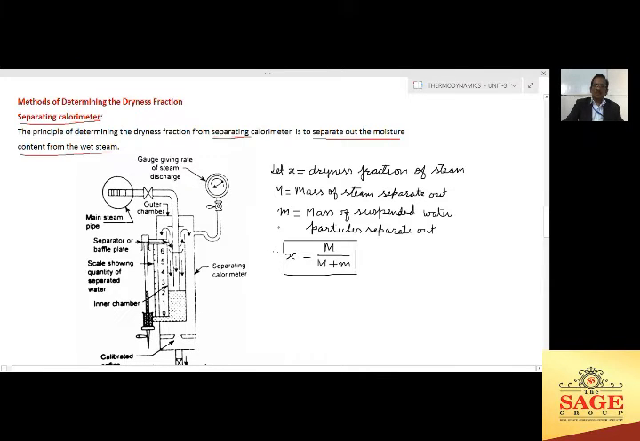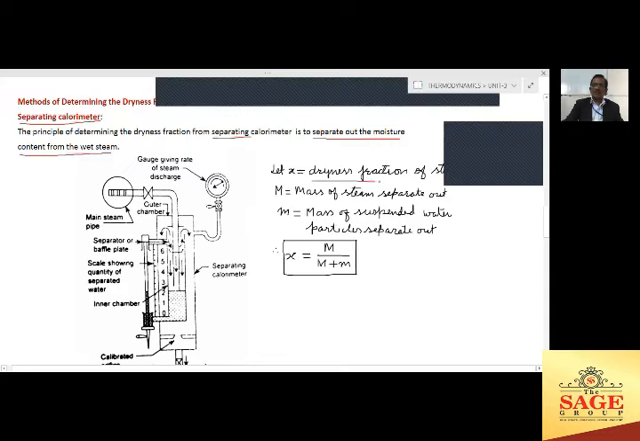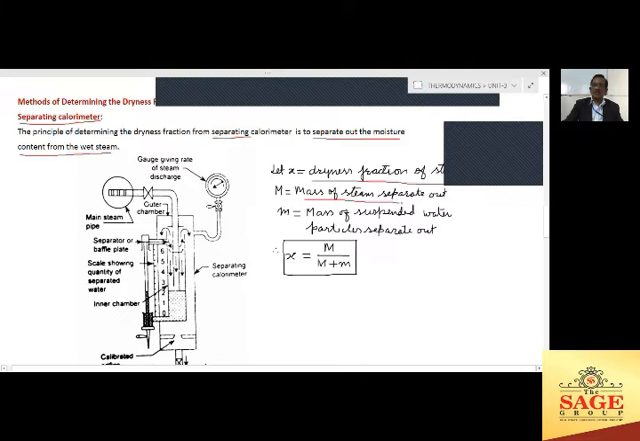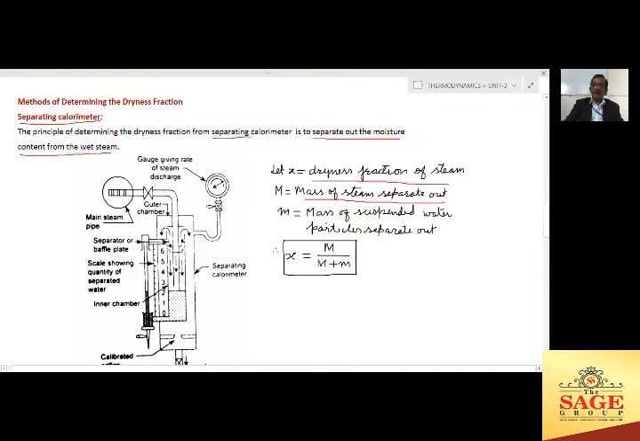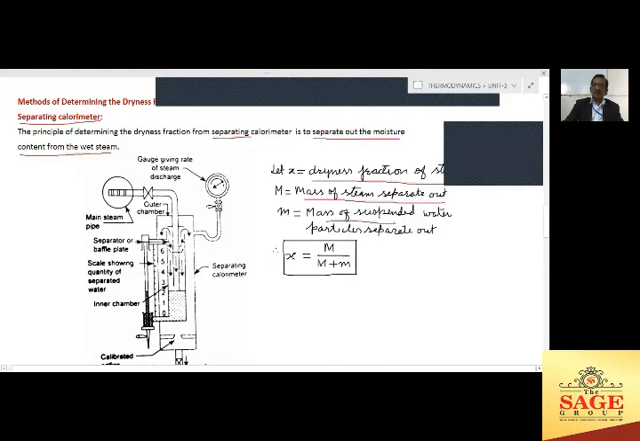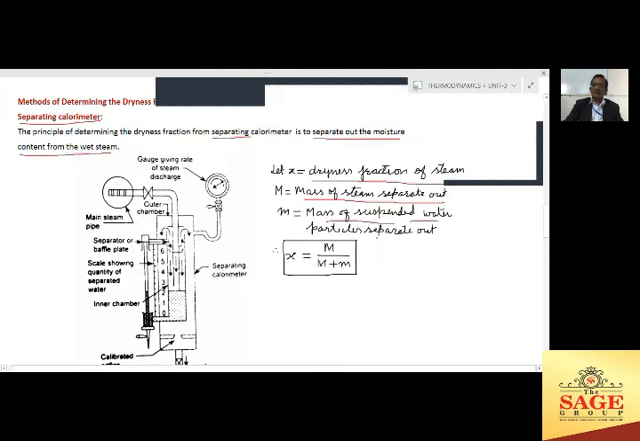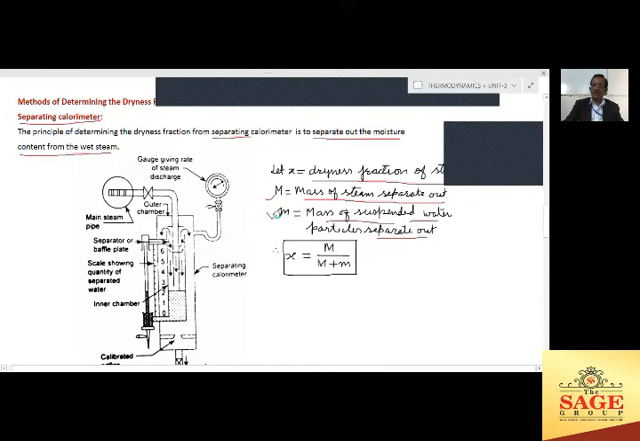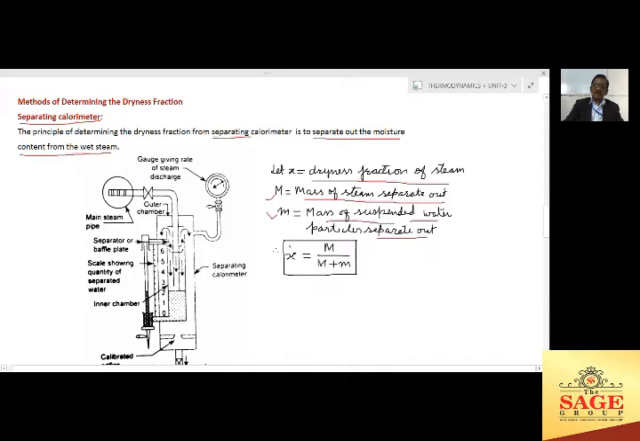Suppose x is the dryness fraction of the wet steam, let capital M be the mass of steam which has been separated out, and small m be the mass of suspended water particles separated out. When we know the mass of the steam separated out as well as the mass of the suspended water particles, then x can be determined by x equals capital M upon capital M plus small m. This ratio is called the dryness fraction of wet steam.